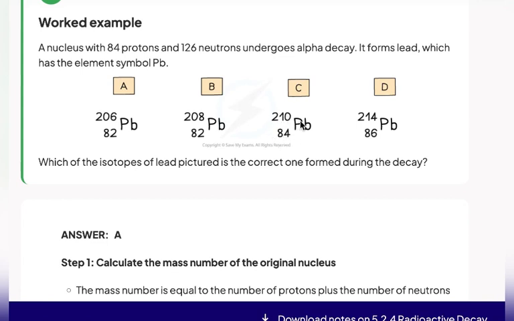This is the original element that decayed. It was 210 and 84. But this is not the parent, the daughter nucleus. This is the parent nucleus. And this is not what they ask you. And it's not this one.